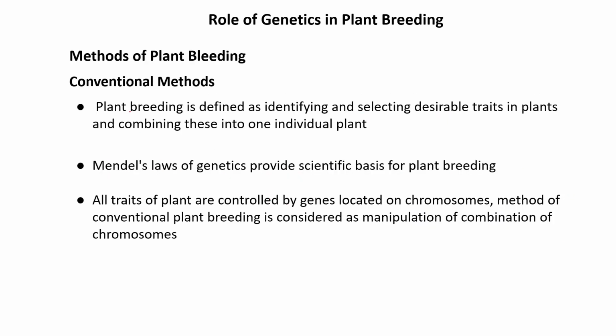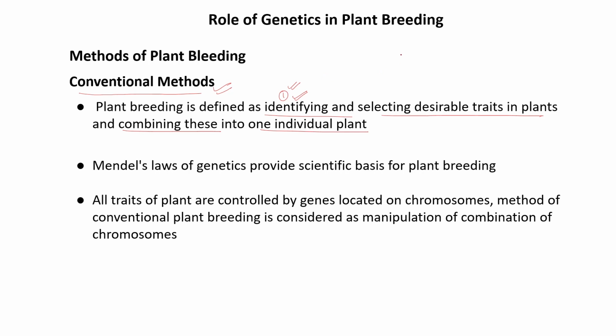So let us talk about some methods of plant breeding. First of all, the conventional method. Plant breeding is defined as identifying and selecting desirable traits in plants and combining these into one individual plant. In the conventional method, the main thing is that first we should identify the desirable character or the desirable trait in one plant.